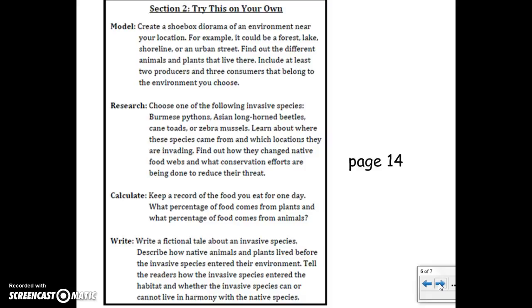Calculate. Keep a record of the food you eat for one day. What percentage of food comes from plants and what percentage of food comes from animals?